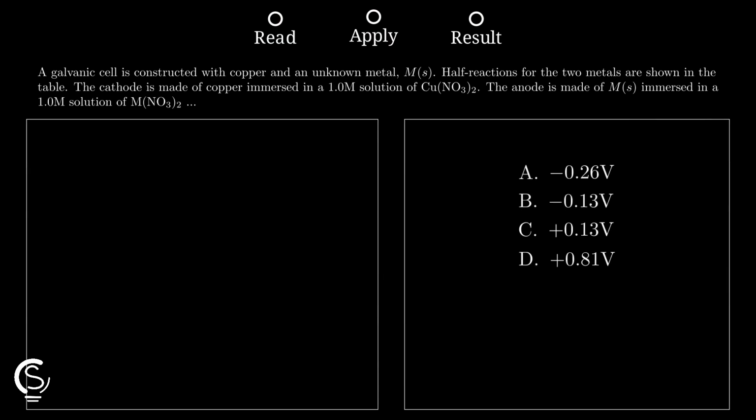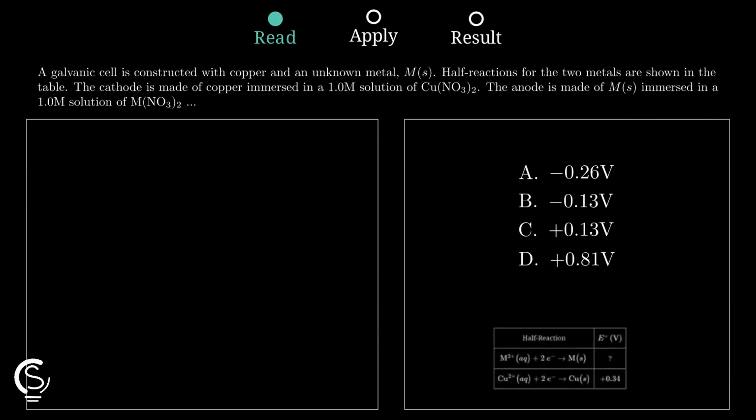First, we identify the standard cell potential formula, where the total voltage equals the reduction potential of the cathode minus the reduction potential of the anode. This is our starting point.